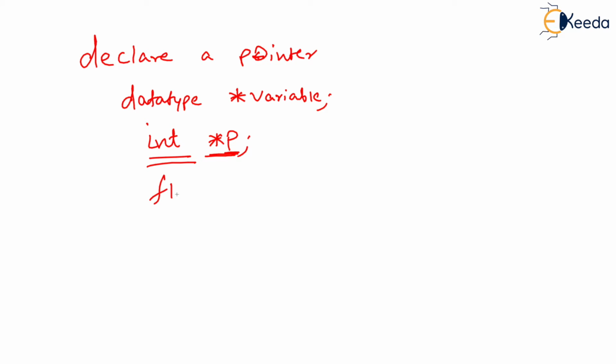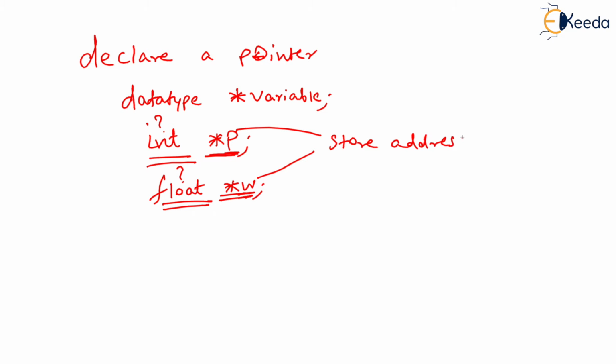Or when you write float asterisk w, then w is a variable, but it is a pointer variable of type float. The point is how important this data type is for a pointer. By the way, you know that these pointers p or w are going to store address. Any pointer always stores address of another variable.